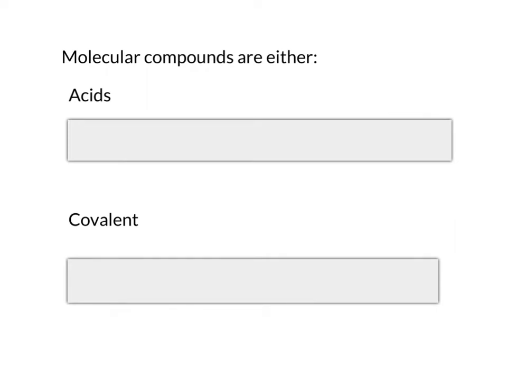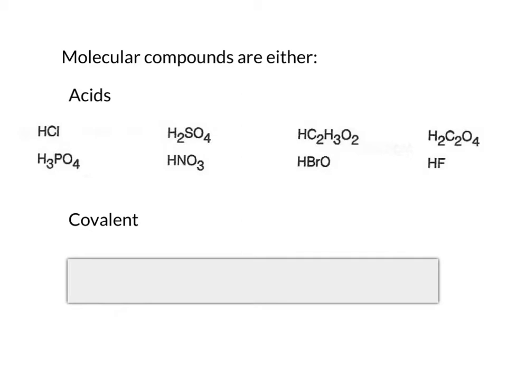Molecular compounds also have 2 classes of compounds. They are acids and covalent compounds. So let's look at how we can compare those. Again, we're going to look at the formula to see if we can figure out what the similarity is. So when you look at the acids, what do you notice? What do they start with? Yeah, that's right. They all start with hydrogen.